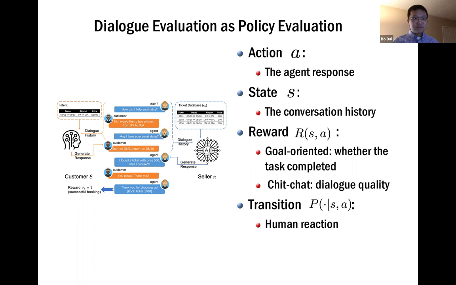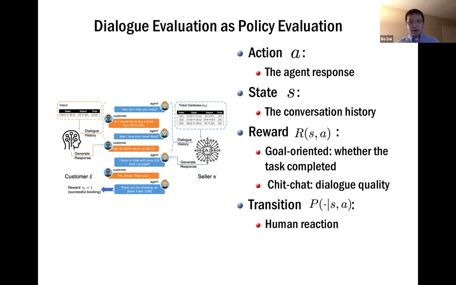So in this setting, we define the action as the agent response. And we map the state as the whole conversation history. And the reward here actually is whether the task is finished or not. And also we define the transition in this particular application as how the human responds to the agent. And so we actually have every component in an MDP specialized in this setting.